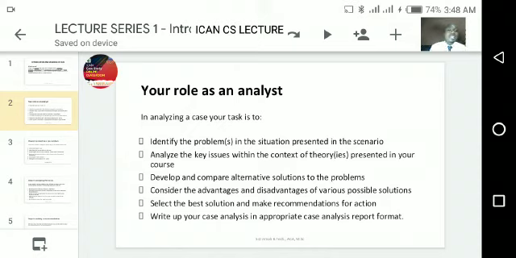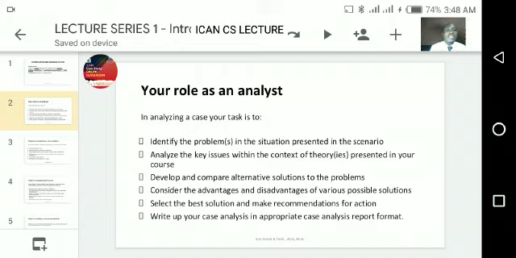Then the other thing is that you need to be able to identify the key issues within the context of a theory. So most of the time, ICAN might ask you to use a particular business model, or a particular financial model, or financial theory or technique to analyze the problem in the case. So you need to be able to apply these theories to the problems you have identified.